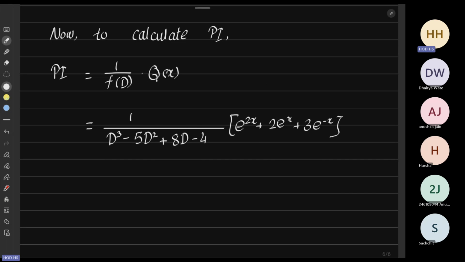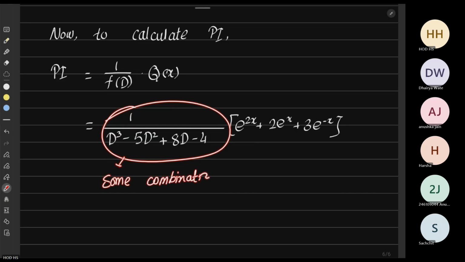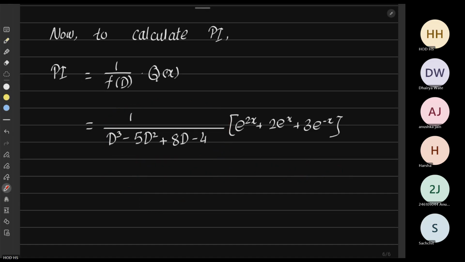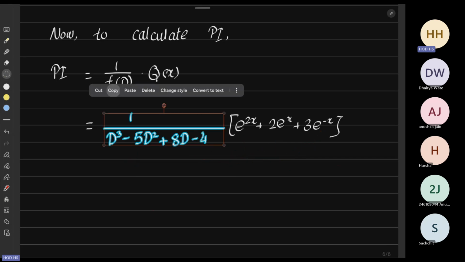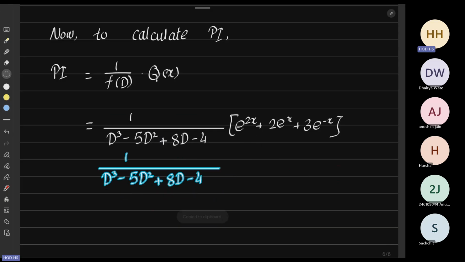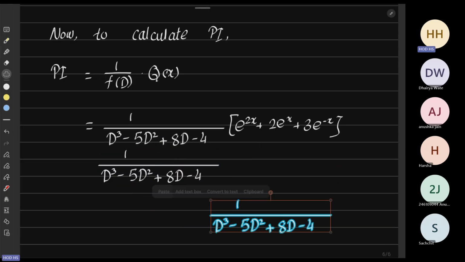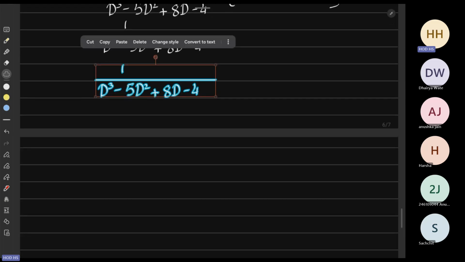Notice that this term sitting here is some combination of differentiation and integration operations. So this is a combination of integration and differentiation, and that's why we can distribute this to all these terms separately. So I will just copy this part and write down the same thing 3 times so that I can distribute them well.